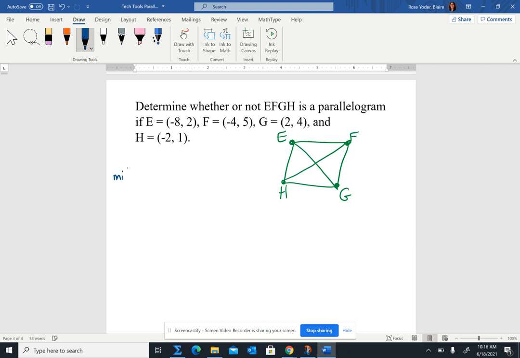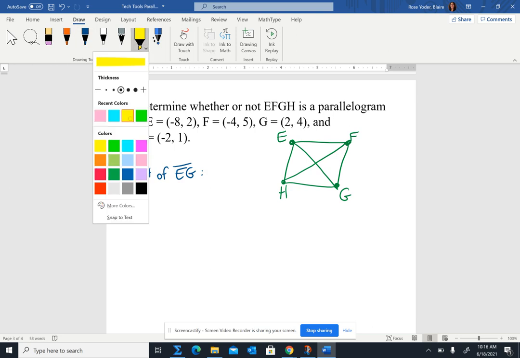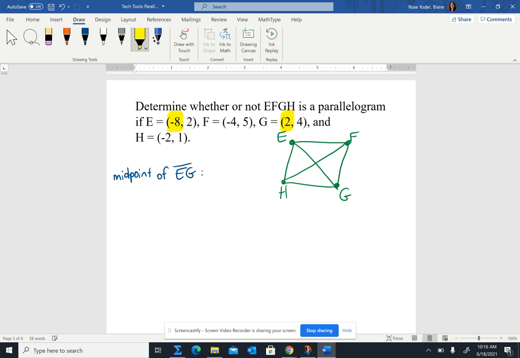So let's do midpoint of EG first. So we're going to average the x coordinates, and then we're going to average the y coordinates, and that'll give us the midpoint of EG. So let's try it out. I'm going to add up -8 and 2 and divide by 2, and then I'm going to add up 2 and 4 and divide by 2. And that will give me -6 divided by 2 is -3, and then 6 divided by 2 is 3. So that's my midpoint of EG.